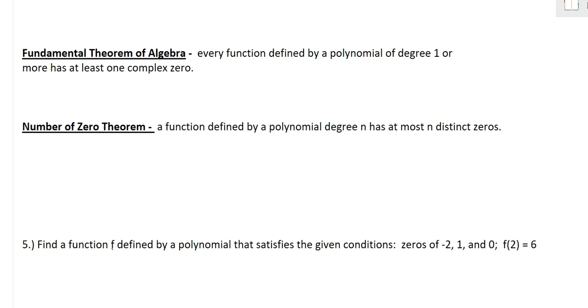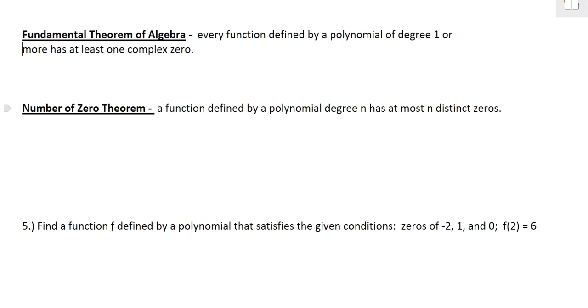We're going to be continuing section 12.2, zeros of polynomial functions, with a couple of theorems. The first one being the fundamental theorem of algebra, which states every function defined by a polynomial of degree 1 or more has at least one complex zero. So it's basically saying that every function has a solution, and it has at least one of those.